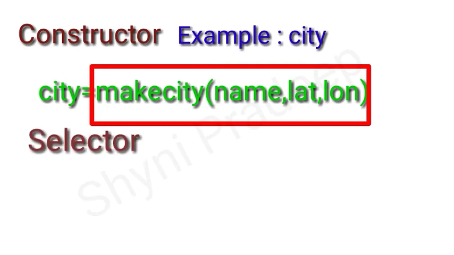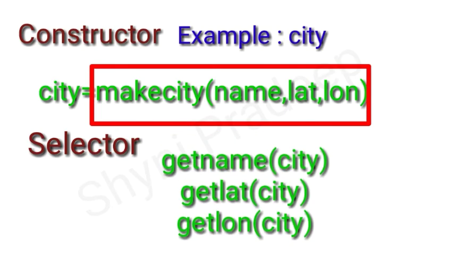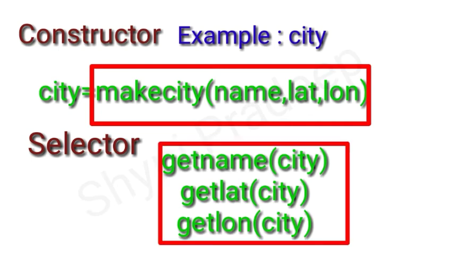But what do you mean by selectors? A selector is used to extract the information from the object. To extract the information of your object city, you would use functions like get_name of city, get_latitude of city, get_longitude of city. These are selector functions because these functions extract the information of the city object.